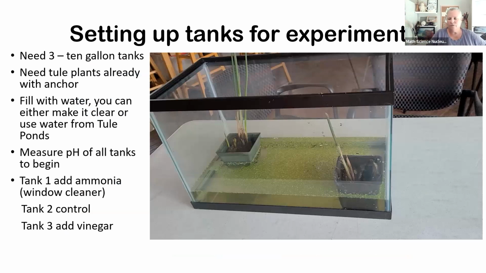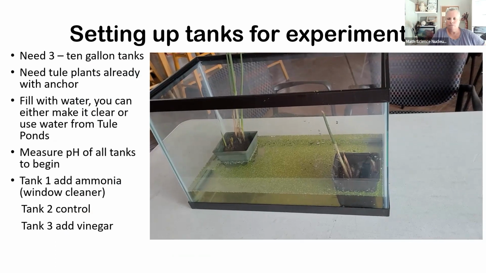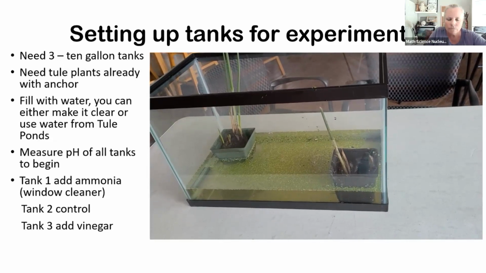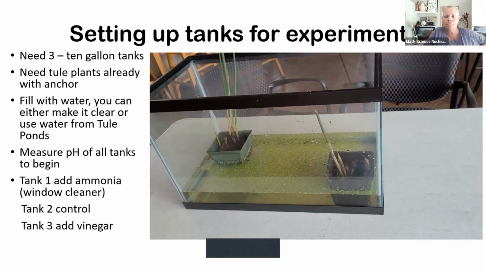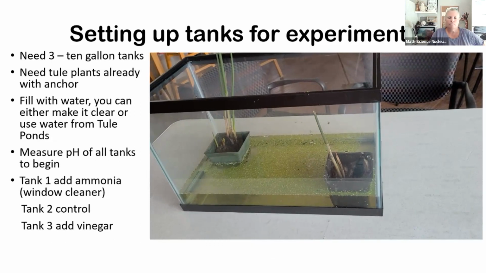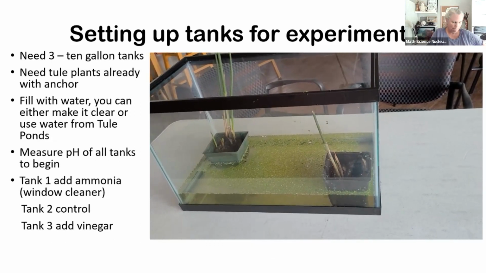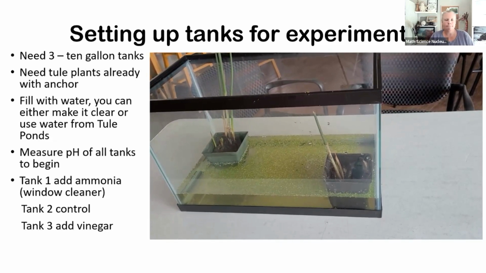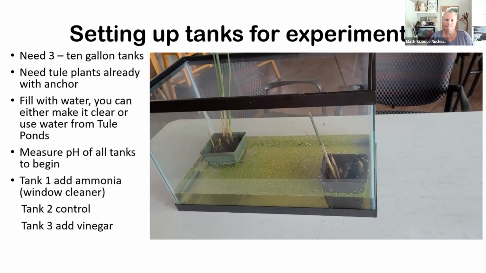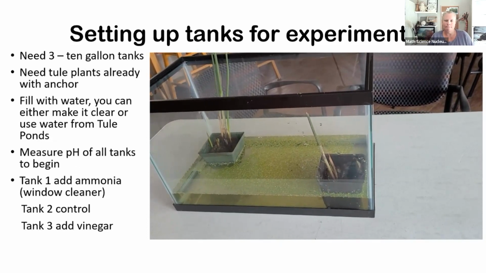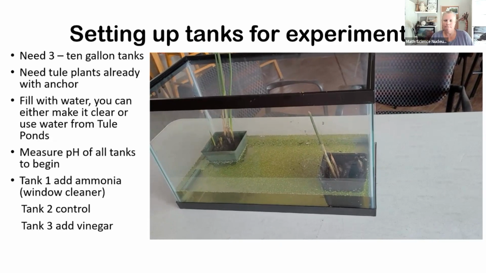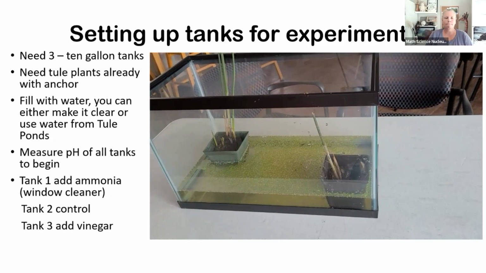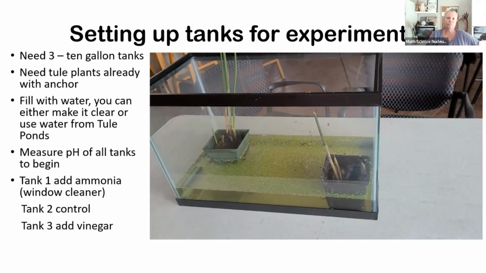So here is Dr. Bluford. To set up your tanks for pH studies with tules, you will need to get 2 buckets of tules. They need to be anchored, and then you start slowly filling up the water. You'll then artificially put in acid or base, fill the water up to the top, and then over time see how tules help clean the water.